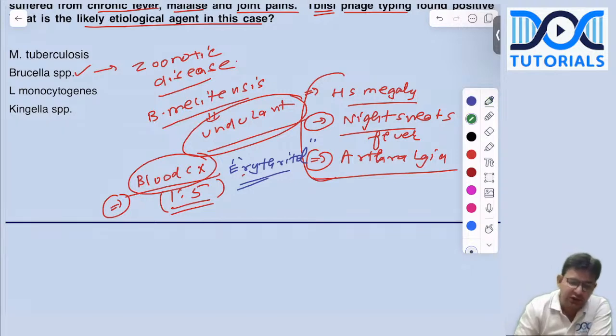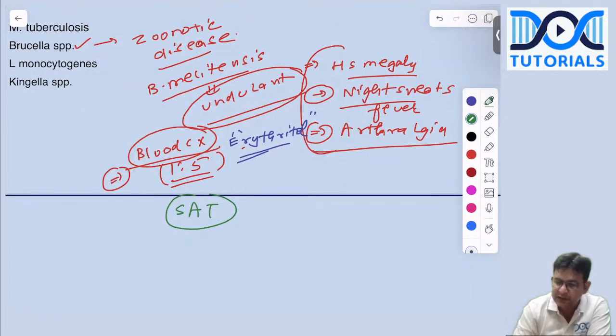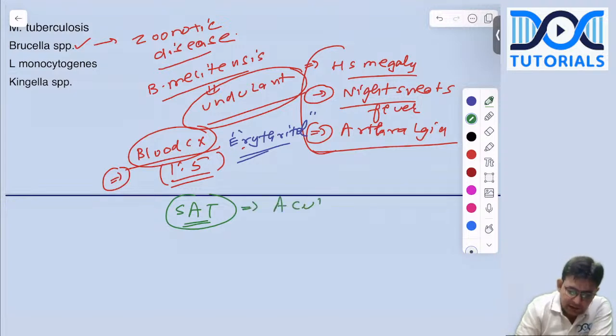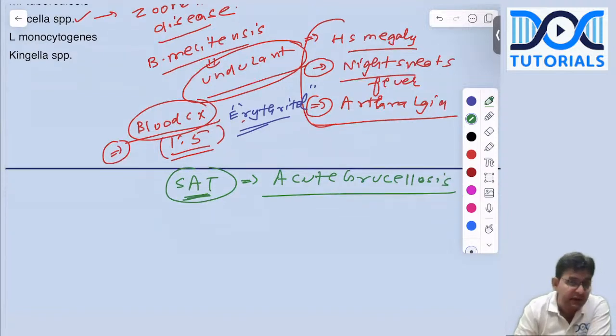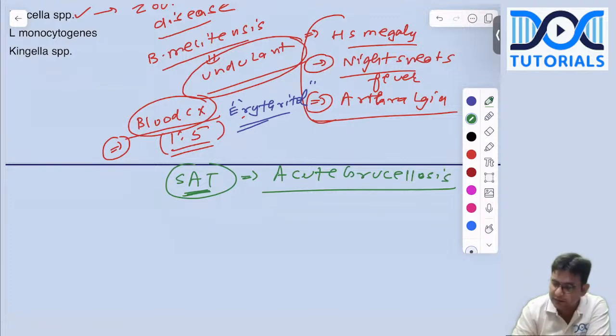Another question asked in INICET is regarding the SAT. What is SAT, guys? Standard agglutination test, which is done for acute brucellosis. Yes, Castaneda media, very good, Anuj.